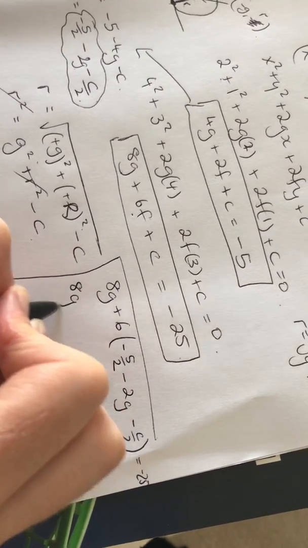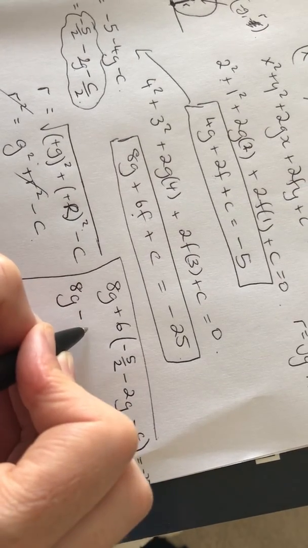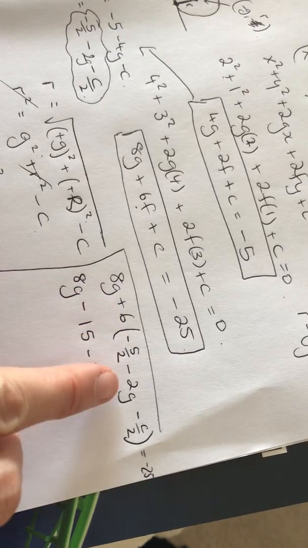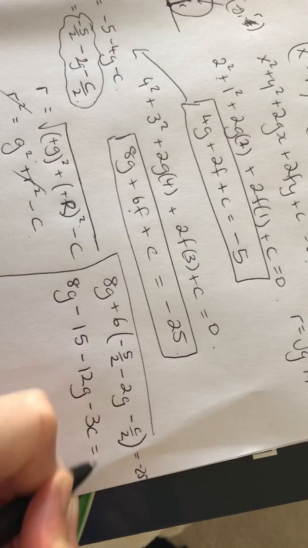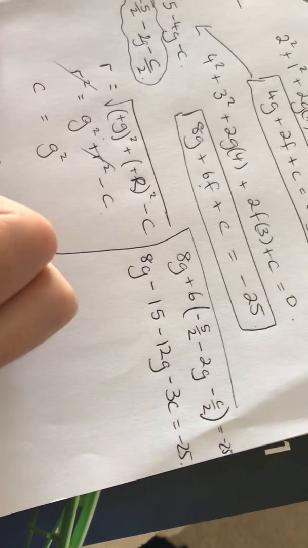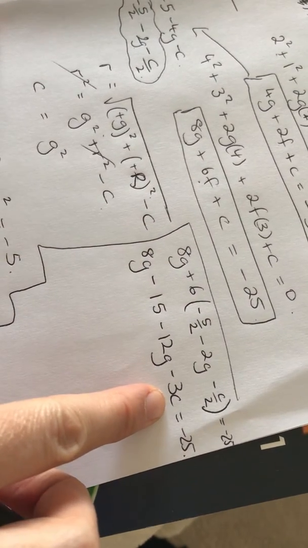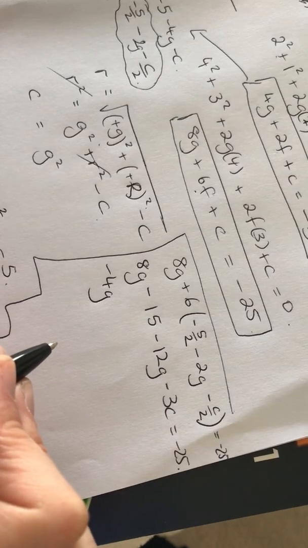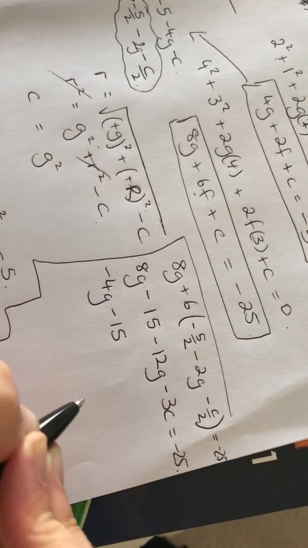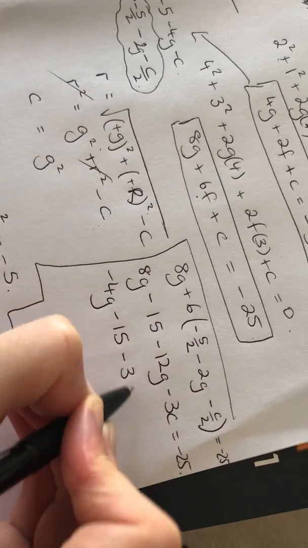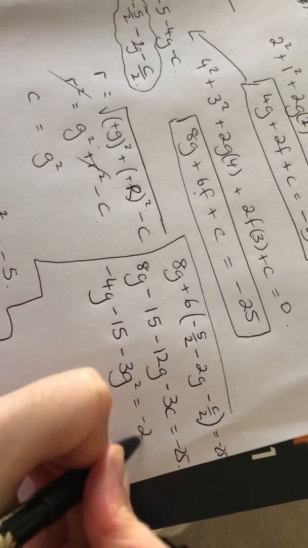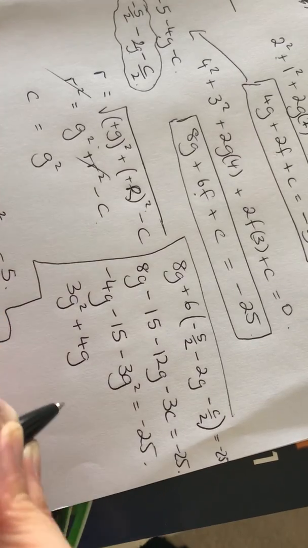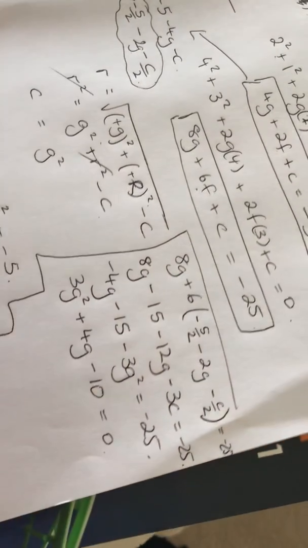So I'm going back here, and I have 8g plus 6 times f, okay, and I end up with 8g minus 15 minus 12g minus 3c is equal to minus 25. Okay, so I'm going to replace c with my g squared, so c is equal to g squared. So that gives me minus 4g minus 15 minus 3, and instead of the c I'm putting a g squared, is equal to minus 25. Well, at least I'm down to one variable. Let's hope this works. So g squared plus 4g minus 10 equals 0.